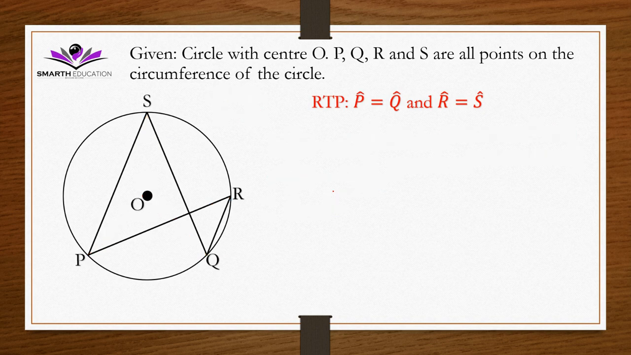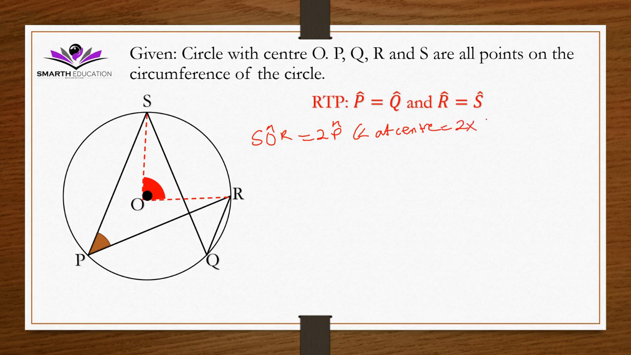Now, we can do the same thing similarly for angle P and Q. So we can have our SO there and RO. And then we can see this angle here is equal to 2 times angle P. So we can say angle SOR is equal to 2 times angle P. Why? Angle at center equals 2 times angle at circumference.